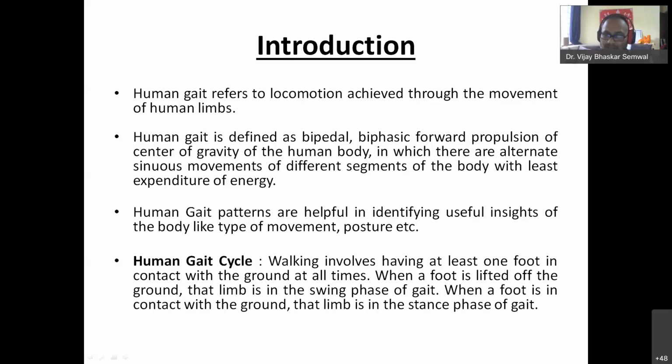Gait cycle I also define well. It involves at least one foot in contact with the ground at all times. Maybe I have not moved my slide so far, so this is on the first slide only, and I'm explaining each and everything. So when a foot is in contact with the ground, the limb is in the stance phase. Now you can see that my slide will move.